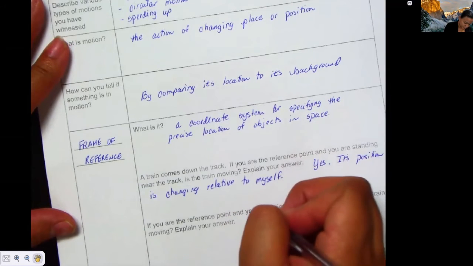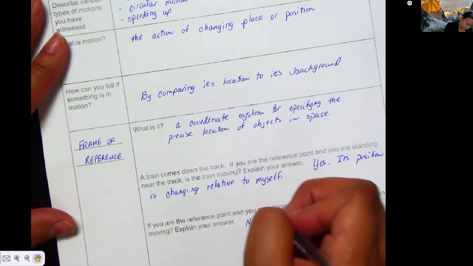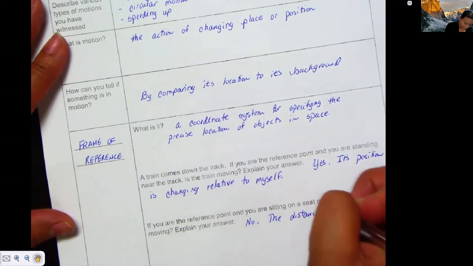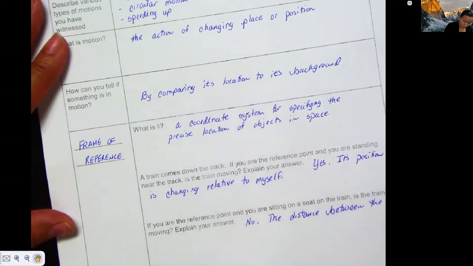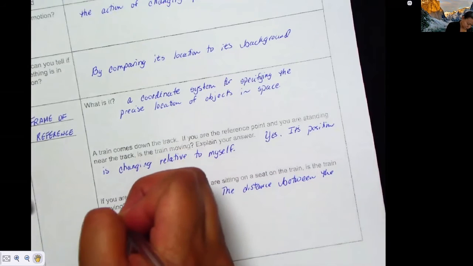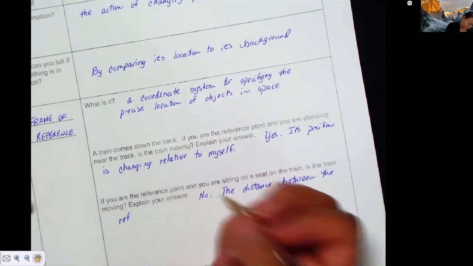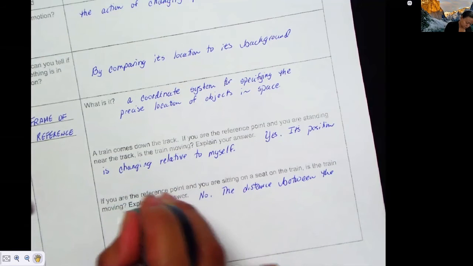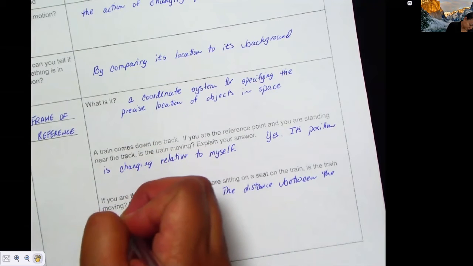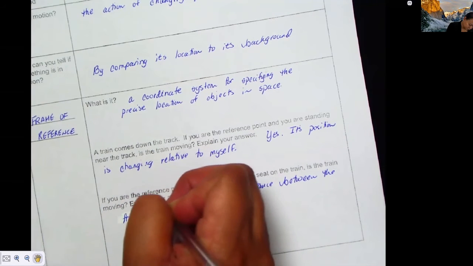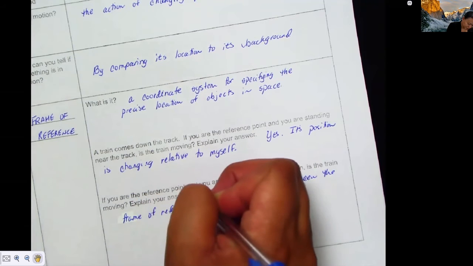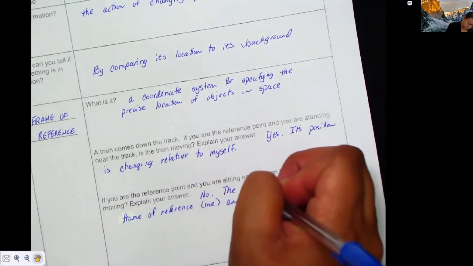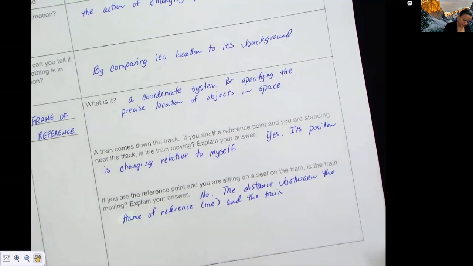So since the reference point, I keep saying the reference point, the frame of reference, however you want to say it, which is in this case myself sitting on a train, and the train, the distance between the frame of reference and the train does not change.